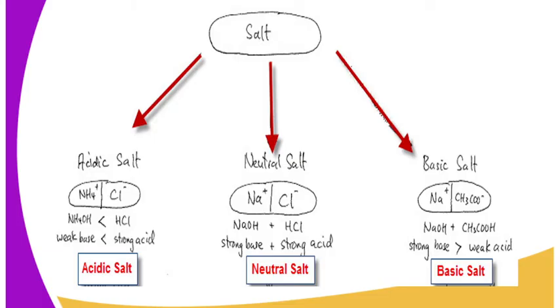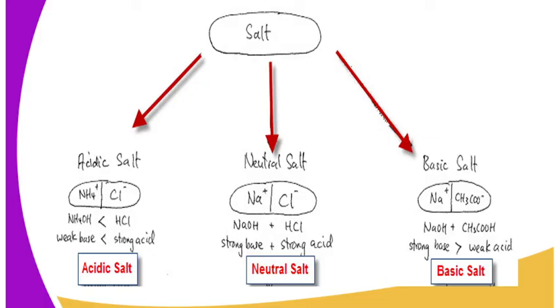What is a normal salt or a neutral salt? It is a salt that does not contain any replaceable hydrogen atom. Some examples of normal salts are sodium chloride, potassium sulfate, sodium carbonate, and calcium nitrate. These salts are neutral in aqueous state. That means when you dissolve them in water, their pH is 7.